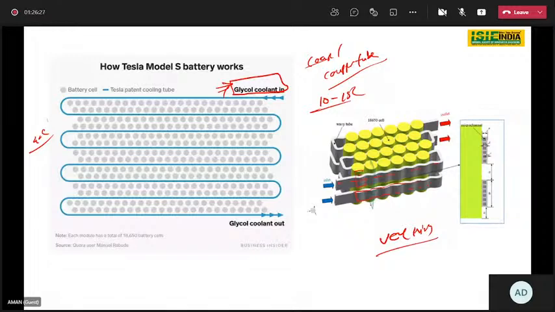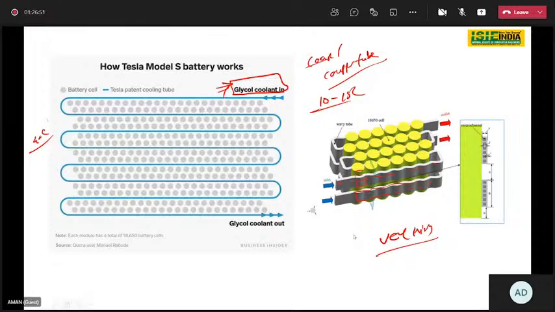So this is the model that Tesla is basically using, and at the same time they are giving you a very high efficiency. This is the reason that Tesla batteries come with a very high life cycle and very high optimum overall performance. This is the thing which is coming with the Tesla.